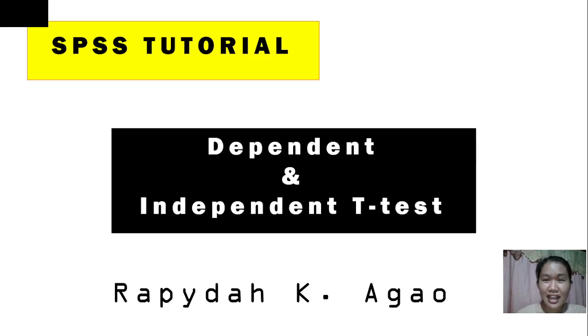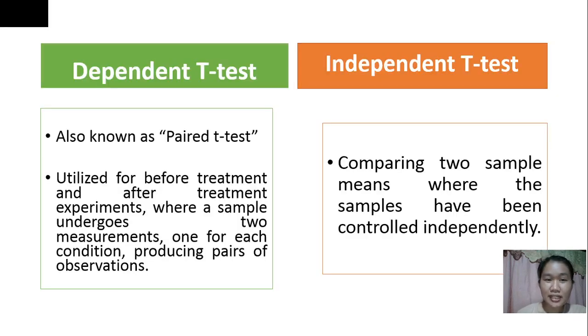First, let's have a quick comparison between dependent t-test and independent t-test. Dependent t-test is also known as paired t-test. In before treatment and after treatment experiments, dependent t-test uses the same respondents, and it will produce pairs of observations.